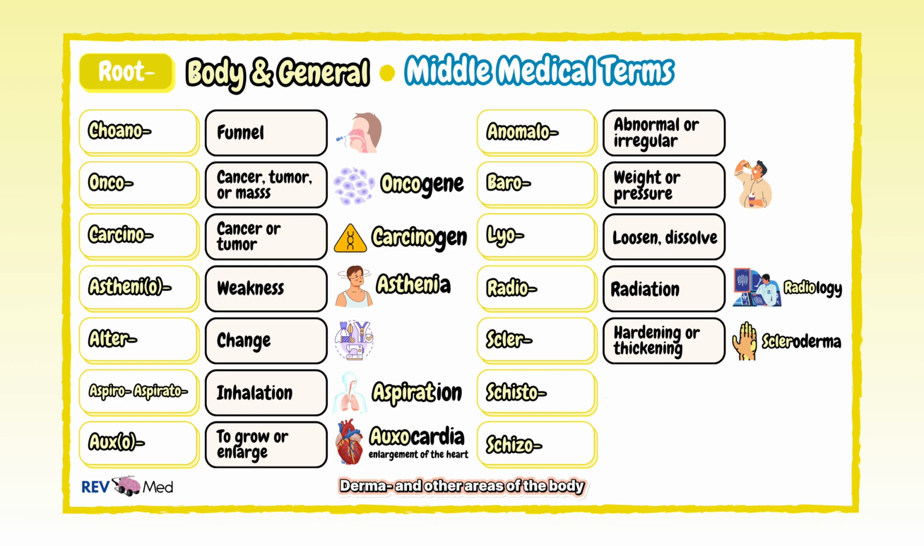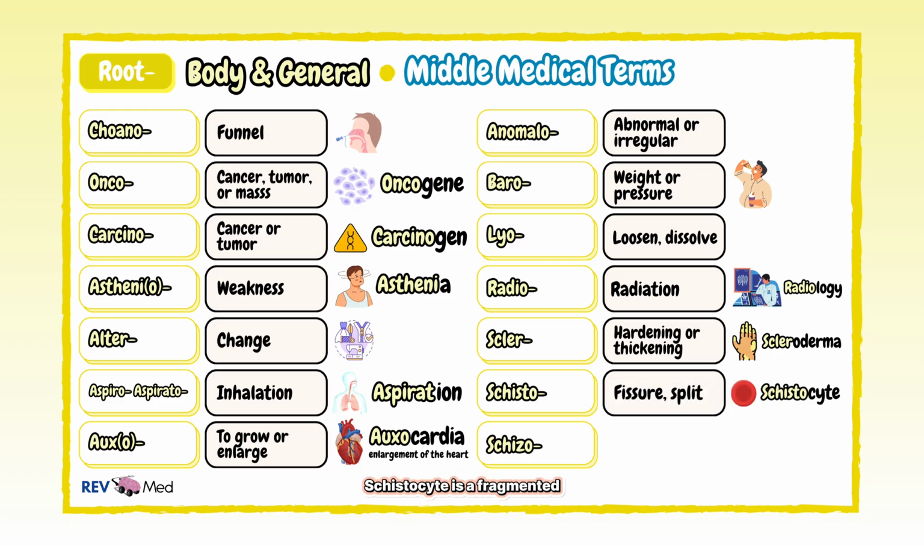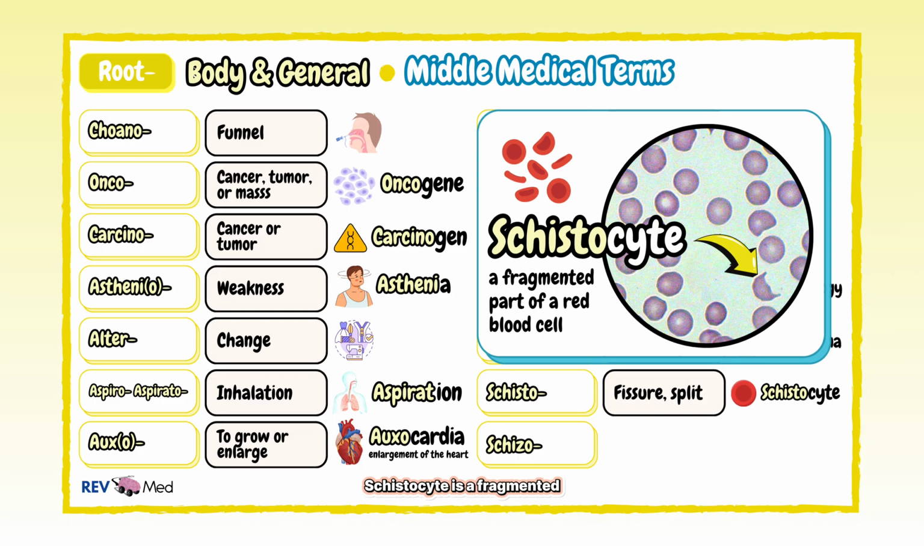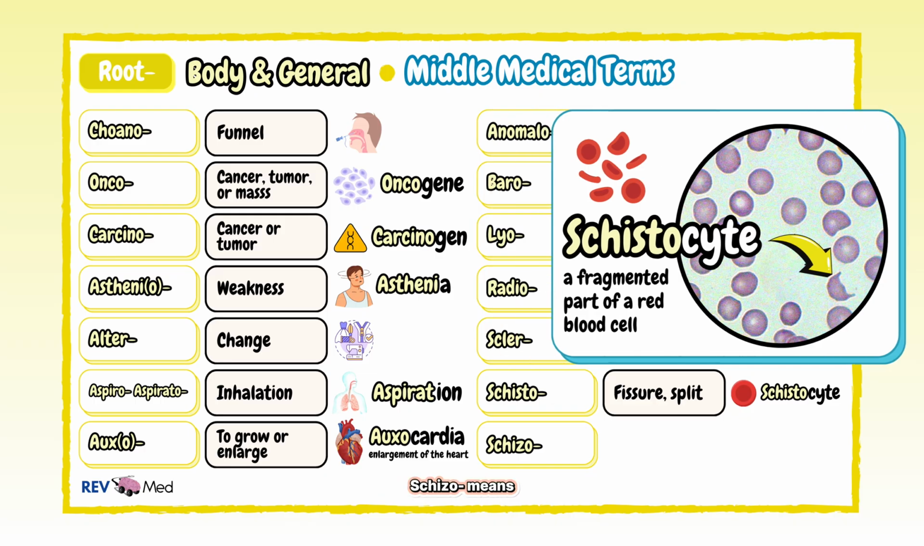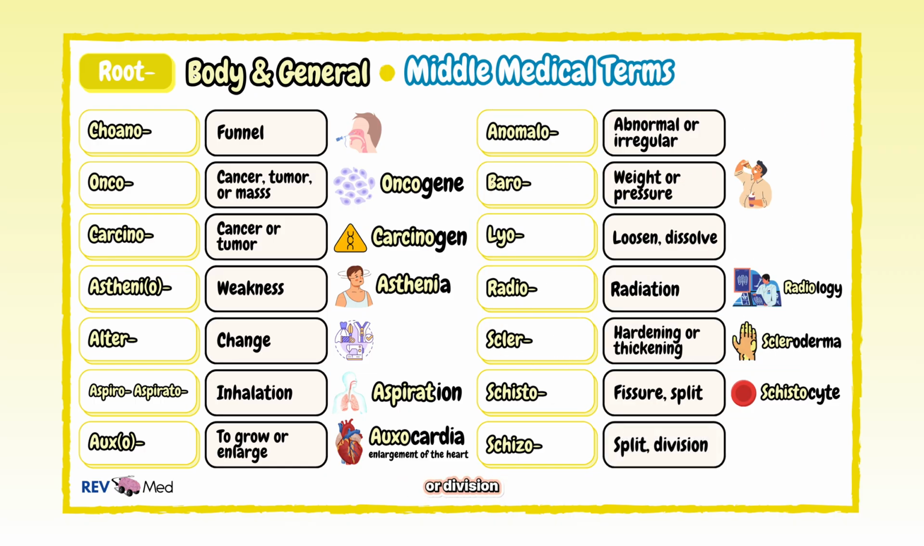and other areas of the body. Schisto is for fissure and split. For example, schistocyte is a fragmented part of a red blood cell. Schizo means split as well, or division.